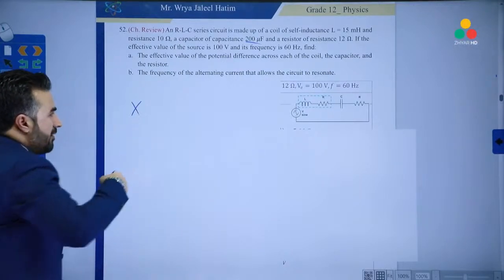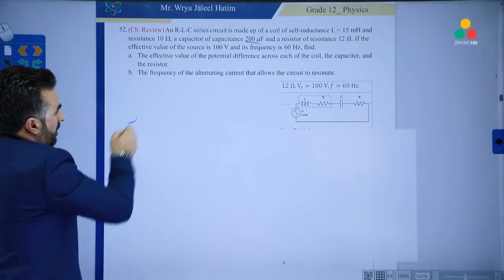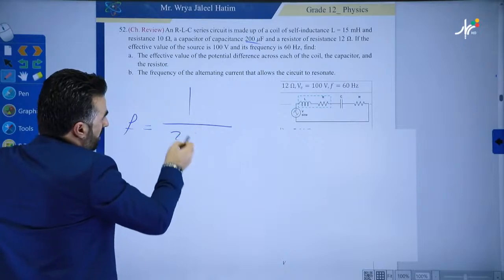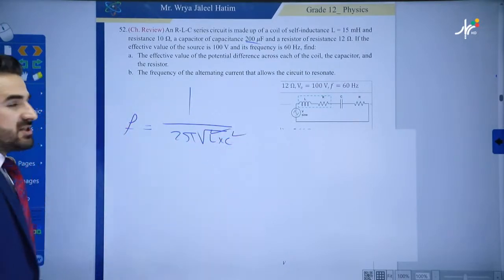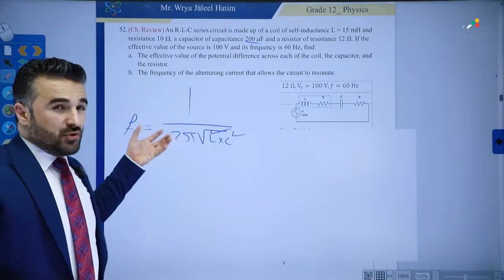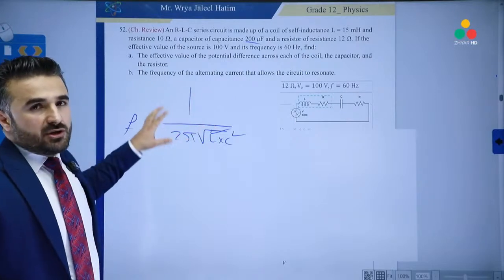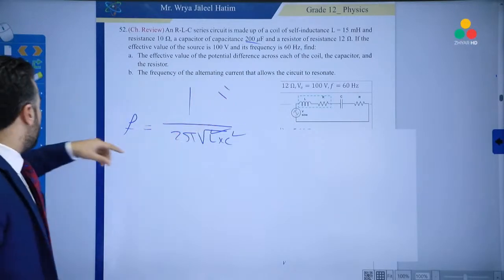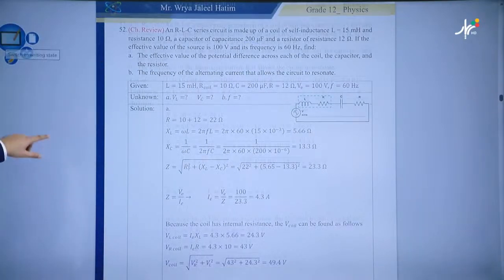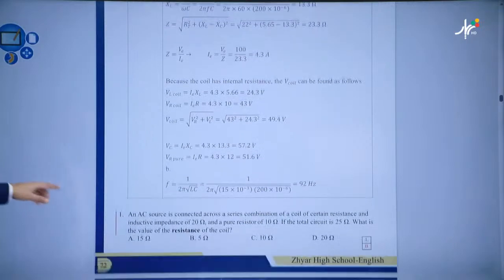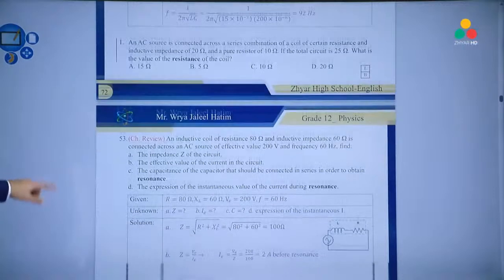How about I just go ahead and undo this one here? We have one equation: f equal to 1 over 2 pi times the square root of L times C. Do I have the value for L? Yes. Do I have the value for C as well? Yes. So you could just use this equation right away and find the frequency. If not, you can derive this equation from XC equal to XL. You have the value for L and the value for C, then you just do the math and you will find the answer. The answer is going to be about 92 hertz. That would be for this one here.